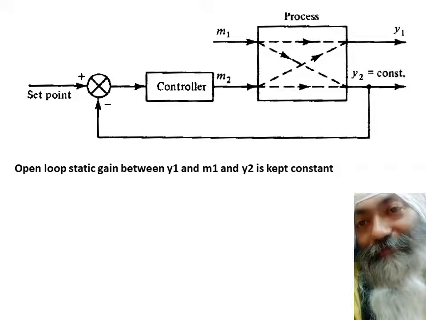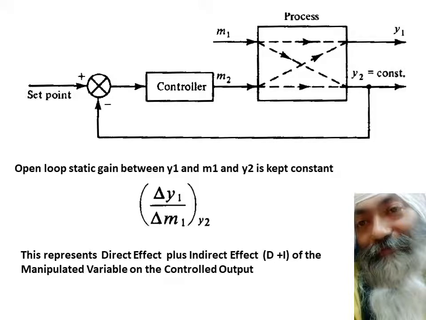So we say it's an open loop static gain between y1 and m1, where y2 is kept constant. Earlier it was m2 which was kept constant. Now it is y2 which is kept constant. And this is mathematically represented by this expression, where you have delta y1 upon delta m1, where y2 is kept constant. And dear friends, as we have already told you, this represents the direct effect plus the indirect effect, so we can call it D plus I, of the manipulated variable on the controlled output.